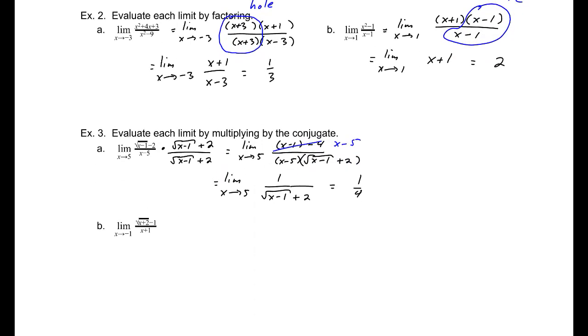Okay, part B, multiply by our conjugate again, so this will be square root of x plus 2 plus 1. Notice we're using the opposite sign of the middle sign. So we have a minus 2, we'll use a plus 2. Minus 1, we'll use a plus 1. If it had been plus 1, we use a minus 1. X plus 2 plus 1.